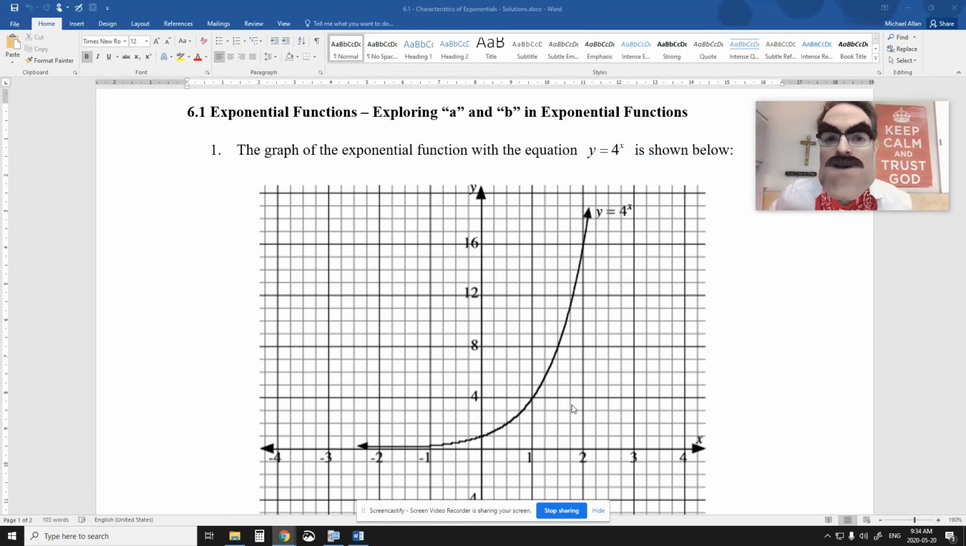In Math 30-2s, we're going to go over our worksheets here. So let's get right at it.